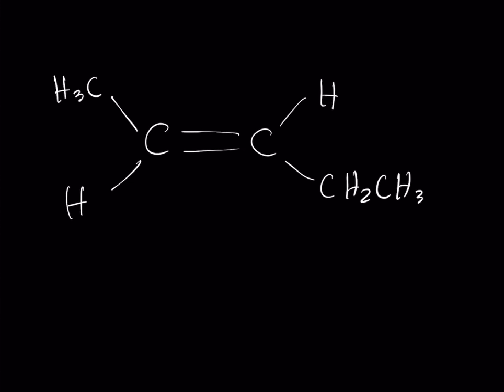How do you name this one? Our longest chain is right here, and it is a pentene since we have 5 carbons. Now, do we start counting this direction or that direction? If we count the second way, we have our double bond between 2 and 3. If we count this way, we have our double bond between 3 and 4. So we want it to be on 2, 3 as opposed to 3, 4, because 2, 3 is smaller numbers. So we're going to take the lower number, and that's the number for the double bond.